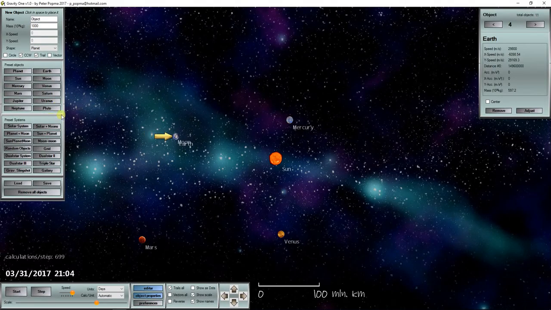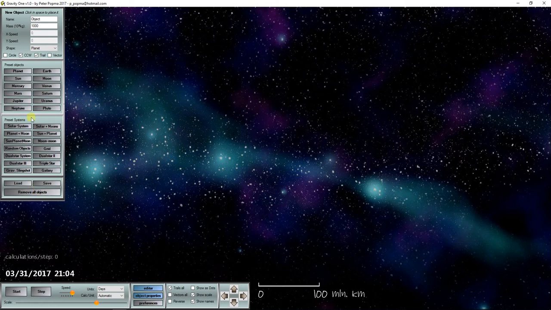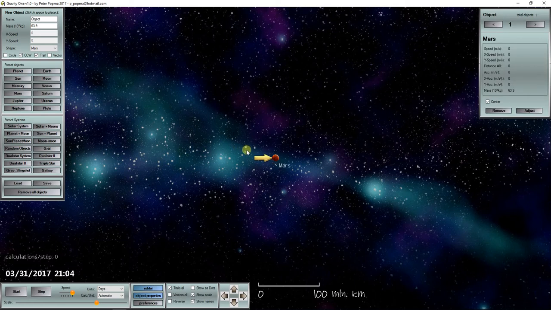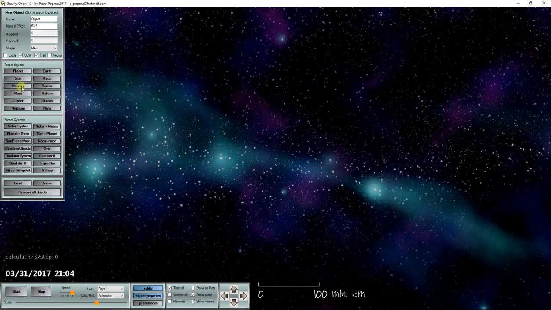Today we're going to explore the toolbox and see how you can use it to easily create your own solar systems. First, let's remove this solar system and take a look at the single objects. You can click on them and then click anywhere on the screen to place the object. You can also first edit its properties before placing the objects.